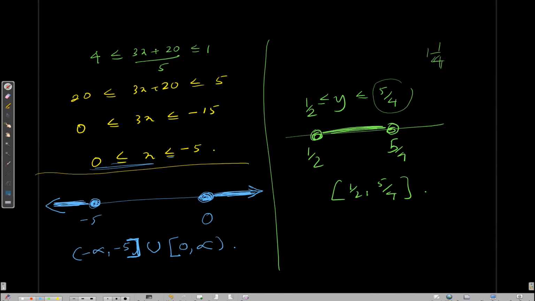Okay guys, that's all about inequalities. I think I did a good number of examples. In the next video we are going to talk about absolute value inequalities, but before that, actually, absolute value equations. So I have to introduce absolute value, things like this. So let's talk about that in our next video. Thank you.